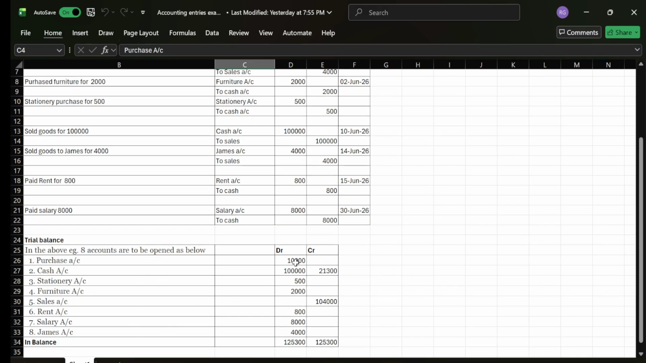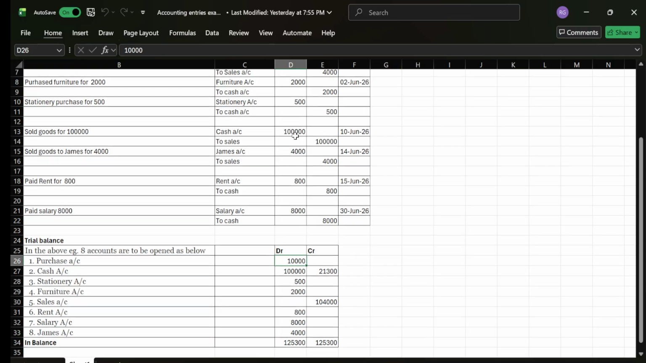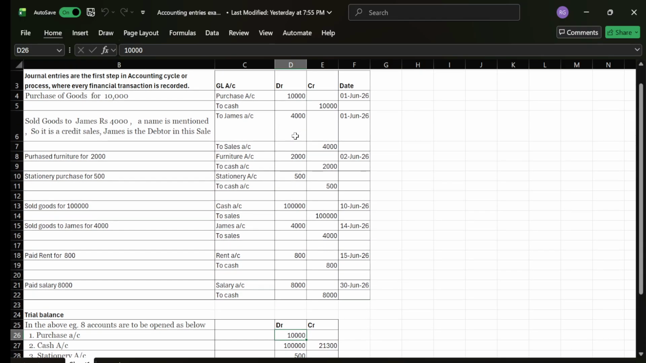Now, against each account, I sum up the debit and the credit. In the purchase account, I have just mentioned 10,000. Where did I pull this? It is pulled from these transactions, 10,000. There's no other purchase account here, so I'm just adding 10,000 here. And there is no credit for this account, so I'm leaving it blank.